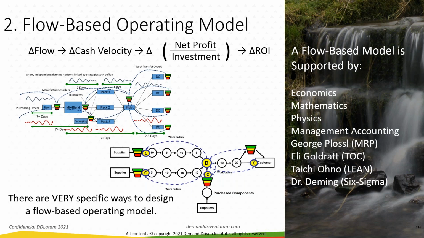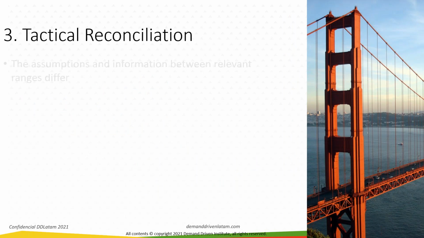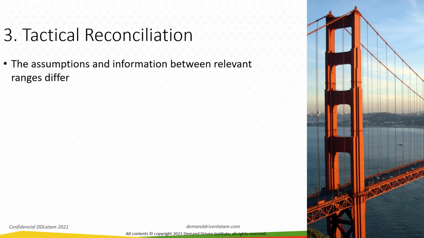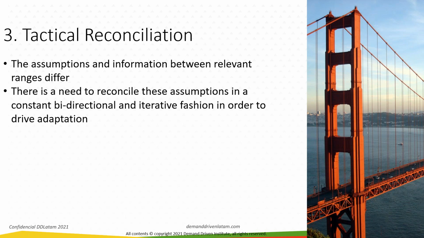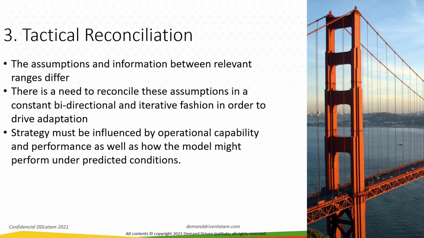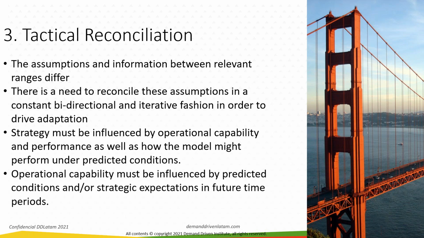We also need a tactical reconciliation. How is it that strategy is affected by operations and operations is affected by strategy? And I said those are 2 different relevant ranges. And we need to reconcile the assumptions, not aggregate and disaggregate, reconcile. And we need 2 reconciliations. We need the tactical reconciliation and we need a strategic integrated reconciliation. And so this has to happen in a very constant, not batch, way. It's a constant bidirectional iterative process. Strategy's got to be impacted by our operational capability, and operational capability has to be impacted by strategy.